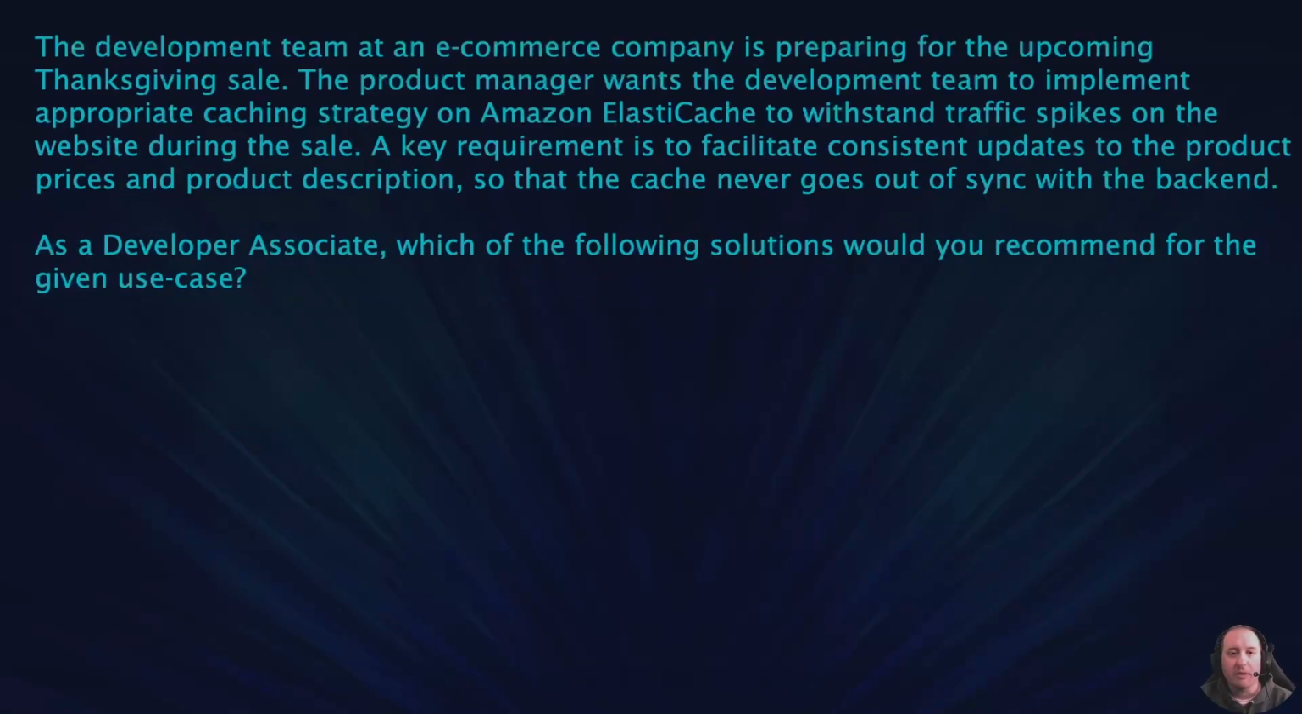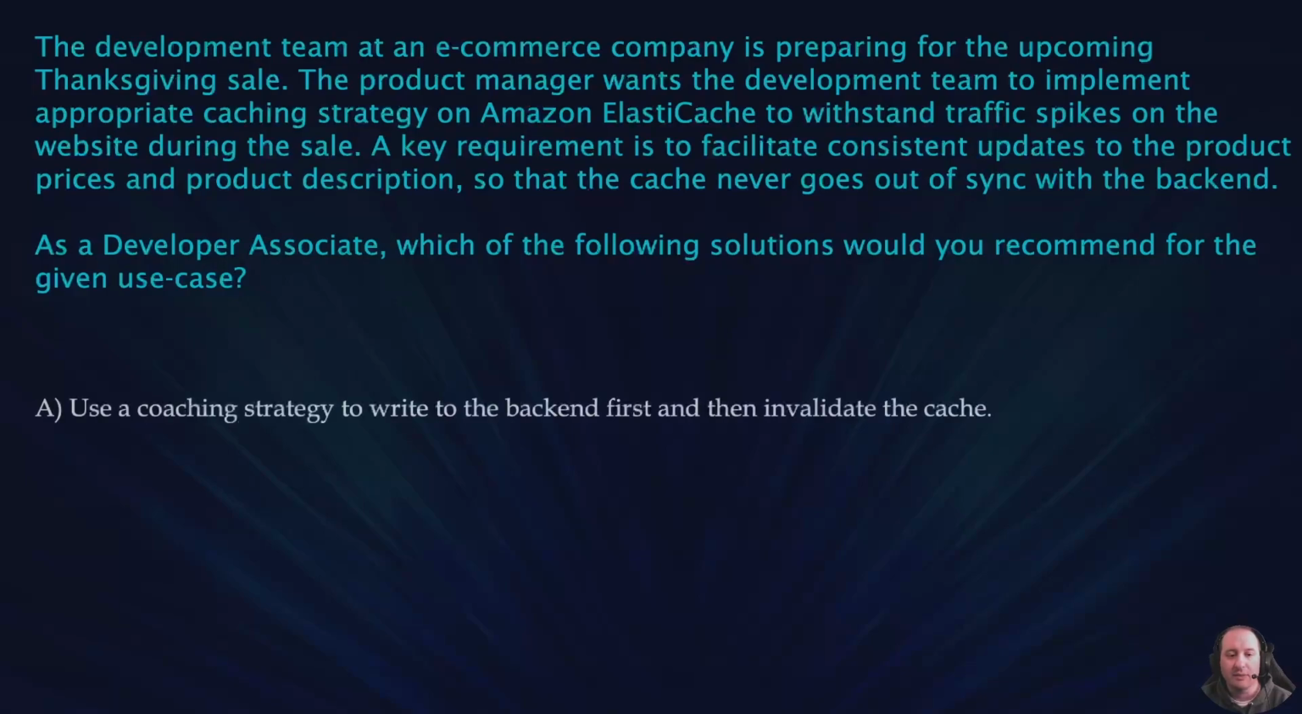So the development team at an e-commerce company is preparing for the upcoming Thanksgiving sale. The product manager wants the development team to implement appropriate caching strategy on Amazon ElastiCache to withstand traffic spikes on the website during the sale. A key requirement is to facilitate consistent updates to the product prices and product description, so that the cache never goes out of sync with the backend. As a developer associate, which of the following solutions would you recommend for the given use case?